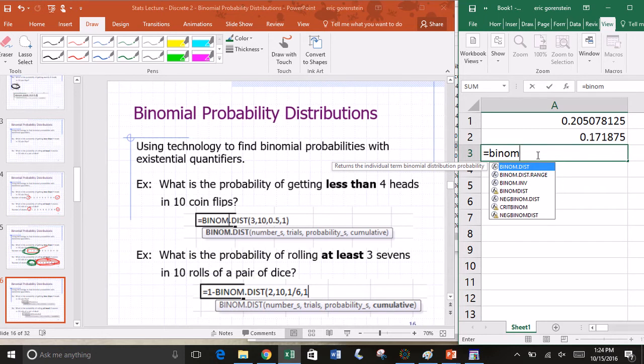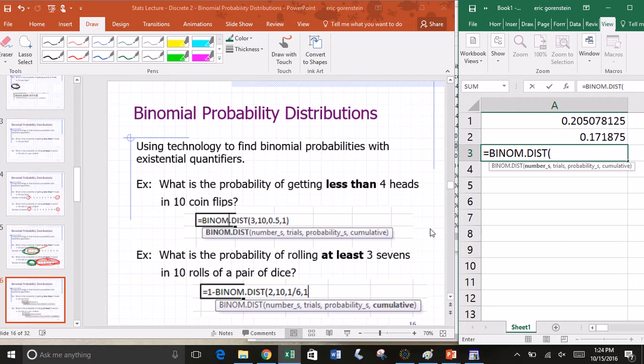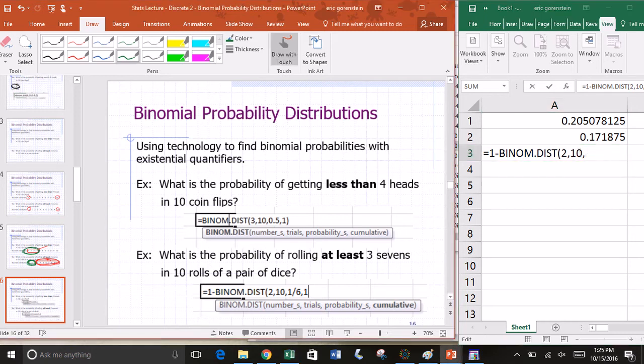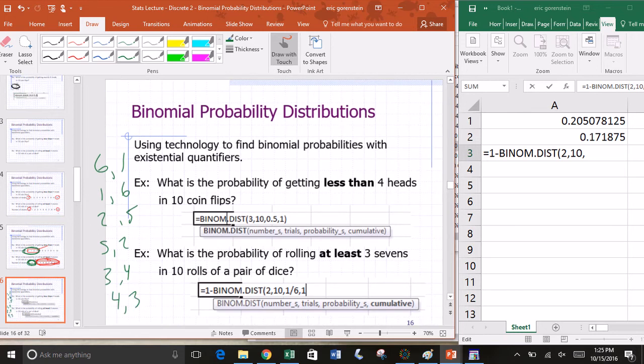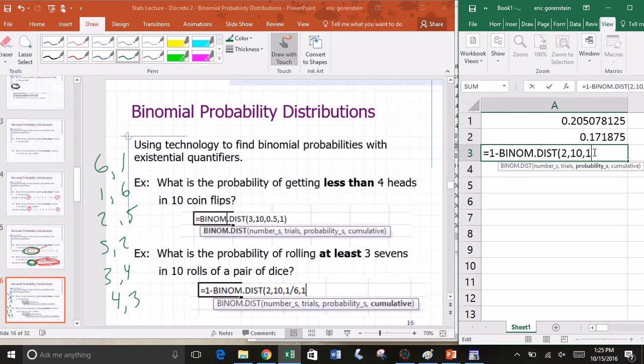In the case of rolling the dice, we'll use the binomial distribution function again, but we want at least 3 sevens, so the complement would be 0, 1, and 2. So I'll do 1 minus for the complement. 2 successes, 10 trials. The probability of rolling a 7, so we talked about this before, is 1/6. You could roll a 7 by rolling a 6 and a 1, a 6 and a 1, a 2 and a 5, a 3 and a 4, or a 4 and a 3. So we have 6 possible ways to roll a 7 out of 36 outcomes. So 6 out of 36 reduces to 1/6.